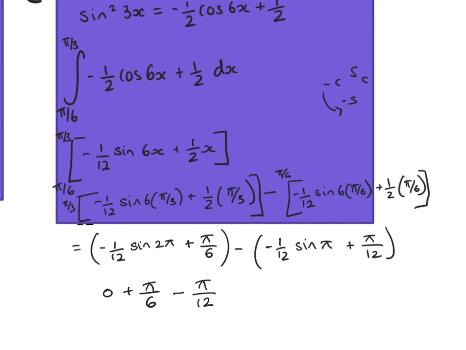Pi over 6 minus pi over 12 is actually pi over 12. So that's the final answer. There we go. Okay, so exercise 7C, I suggest you do the questions.